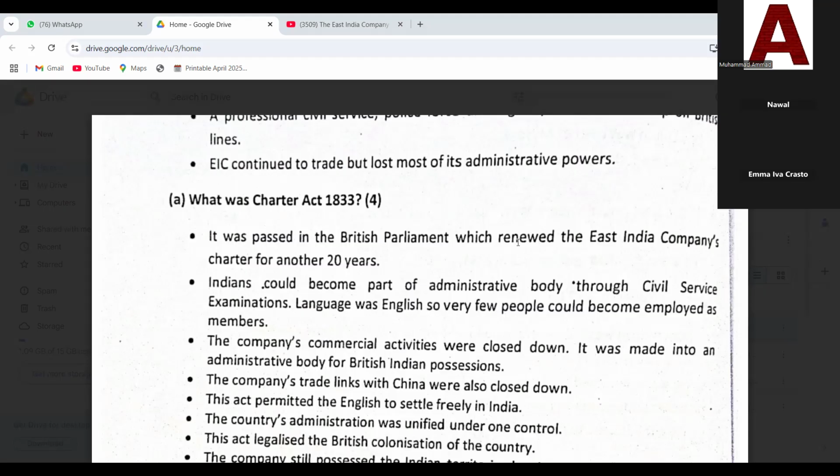Civil service exams were basically these administrative exams that, let's say, if you, being a common Indian, wanted to be a part of the administration of the government, you would have to clear the civil service exams and then become a part of the government.